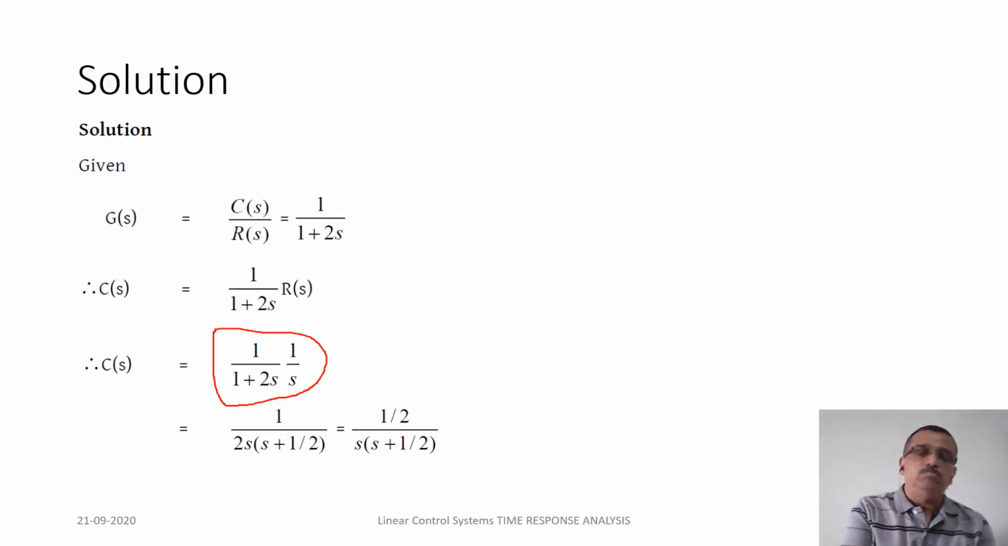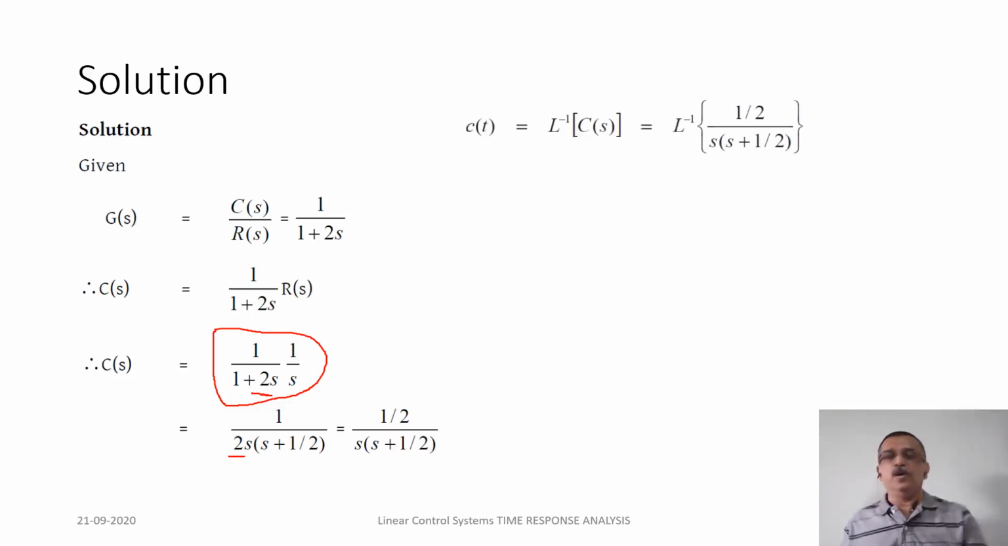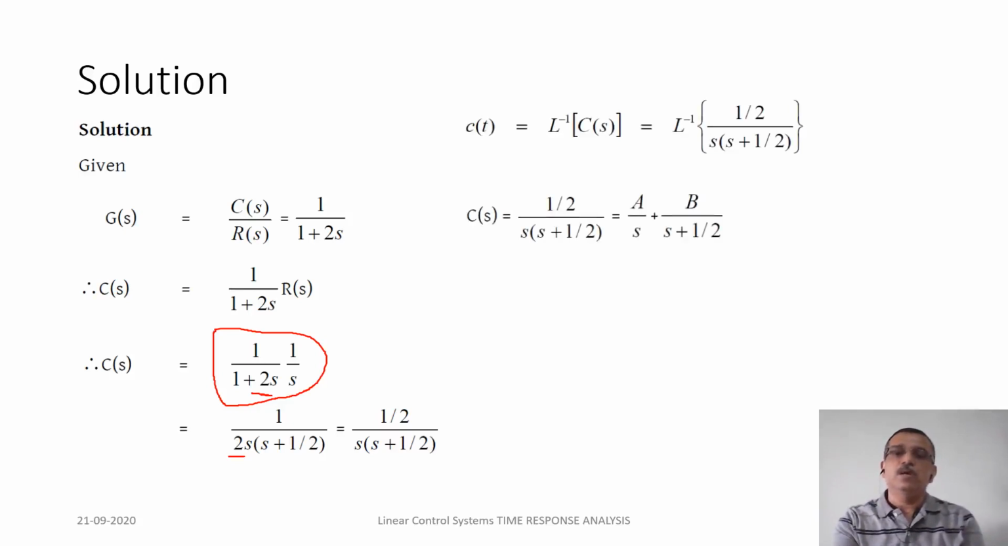So now what should I do? I should write it in pole zero form. What is that? I'll take this 2 outside. So that 2 is here. So it becomes half by S into S plus 1 by 2. Now what will be the next step? The next step is you should write it in a form so that you can find L inverse easily. So we should go in for partial fraction. So you have to find L inverse of this. So I can write it as A by S plus B by S plus 1 by 2.